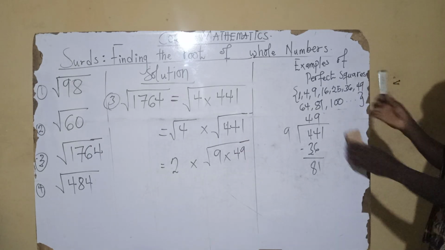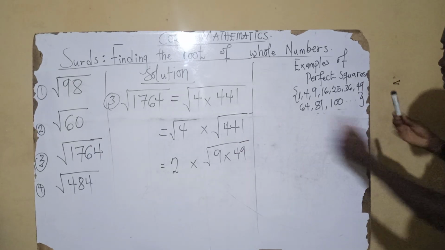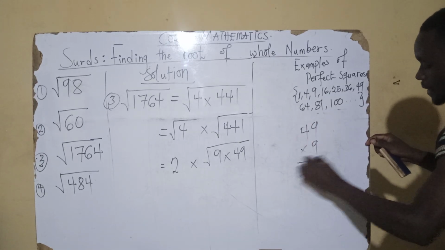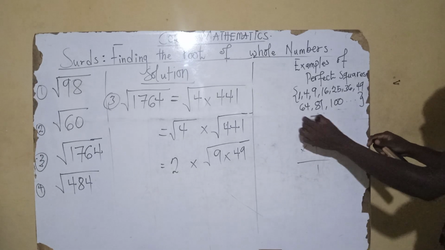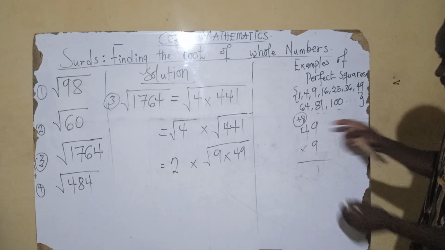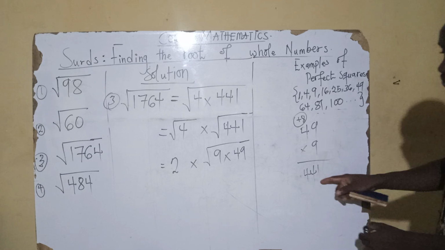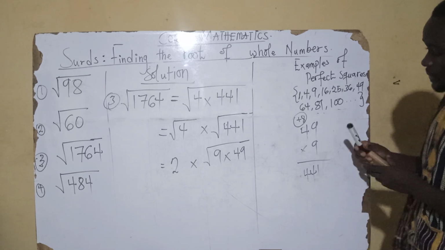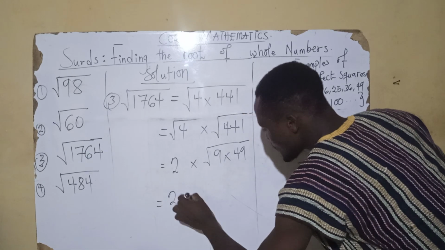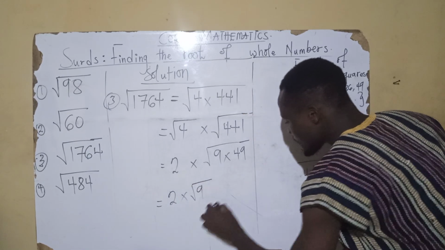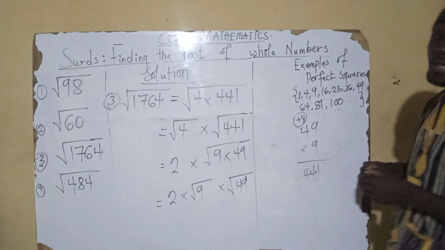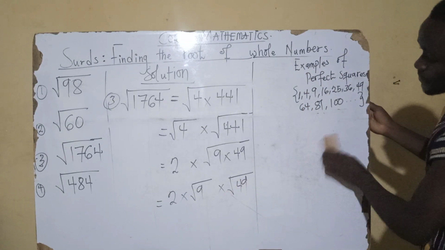And 9 times 49, let's see if we are going to get 441. So 49 times 9. 9 times 9 is 81. So 1, remainder of 8. 9 times 4, which is what? 36 plus 8, which is what? 44. So it means that it is true. Good. So here, mathematically, I can express this whole thing as 2 times root of 9 multiplying root of 49. Are you with me? Very good. So let's continue with the process.